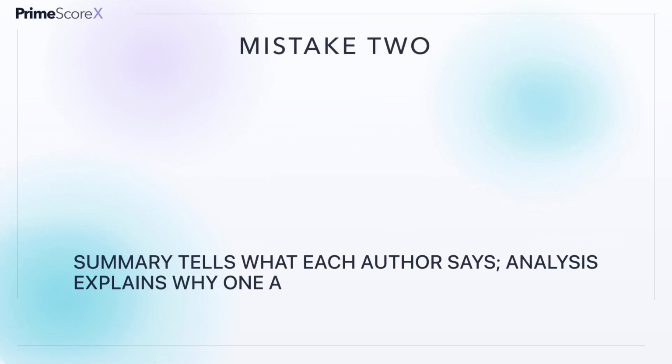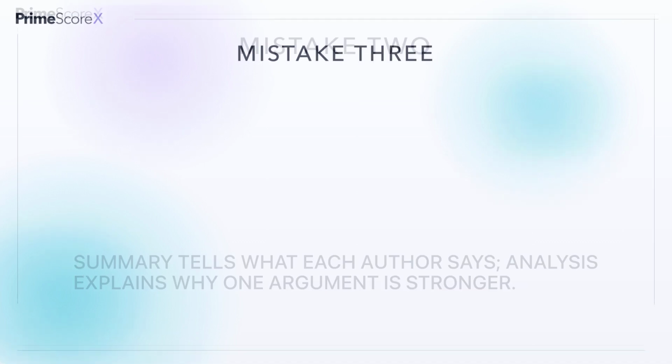A paragraph that retells passage 1 and then retells passage 2 may show comprehension, but it does not complete the evaluation. After every summary sentence, ask, why does this matter? Explain whether the evidence is credible, relevant, sufficient, or logically connected. The response should spend more time analyzing the relationship between evidence and claim than repeating passage content.